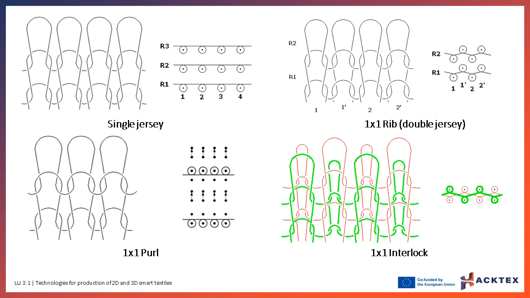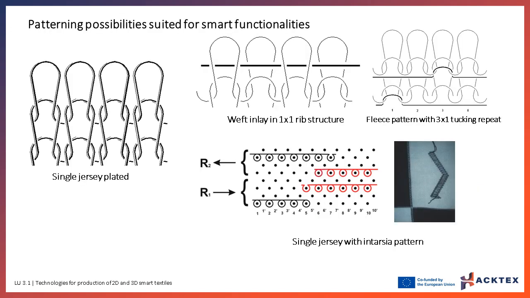Rib or double jersey evolutions are produced on two beds, working alternately on front and back needles. Purl evolution is produced successively on two beds as plain evolutions. Rows are transferred from one bed to the other, according to the evolution's repeat. Interlock evolutions result from the combination of two rib evolutions, formed alternately on one needle from each pair of needles, front and back. Another simple way of functionalization is by plating.